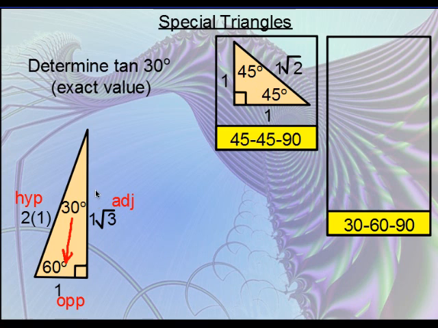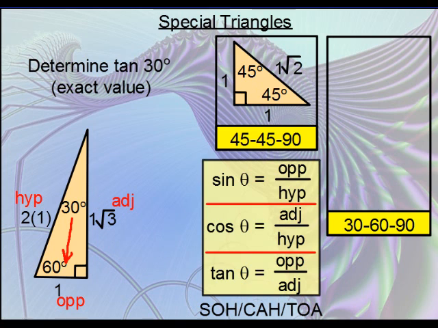Now, the tangent, you'll recall, is the opposite over the adjacent. The hypotenuse is 2, but we don't need that. The opposite side's 1, the adjacent side's the square root of 3. So 1 over root 3 would be it, except we typically do not finish with a radical down here in the denominator. So what we're going to need to do is rationalize that denominator.